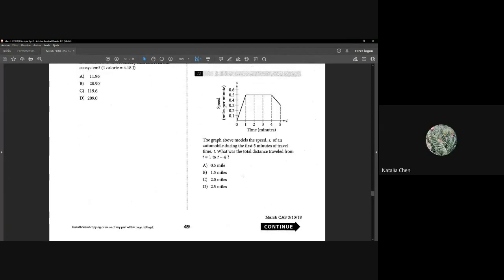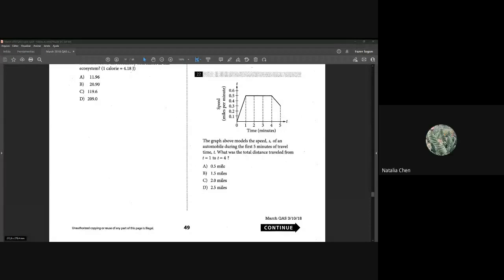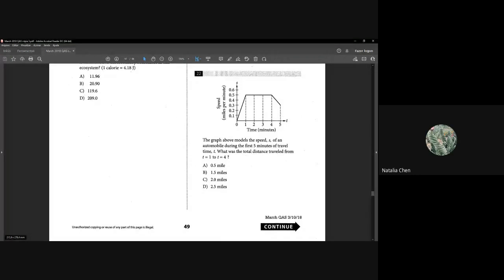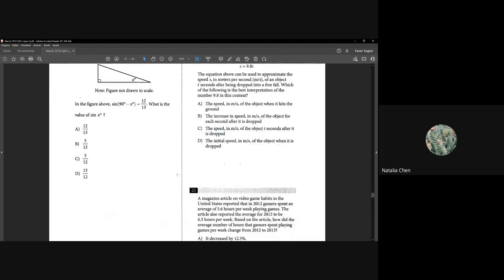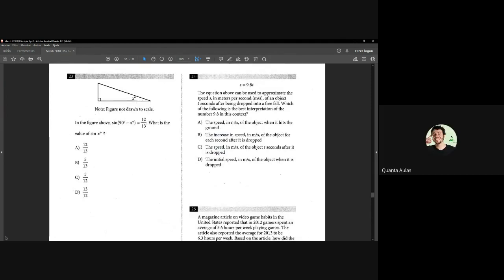The graph above models the speed s of an automobile during the first 5 minutes. Física de novo. Sempre cai uma questãozinha de física. What was the total distance traveled from T1 to T4? Tu tem 0,5 miles por minuto. Tu andou 4 minutos. 0,5 vezes 4, 2. É 2. Isso. Eu não faço física. E eles sim colocam física. Vai ter que pensar, né? Miles por minuto, então milhas por minuto.